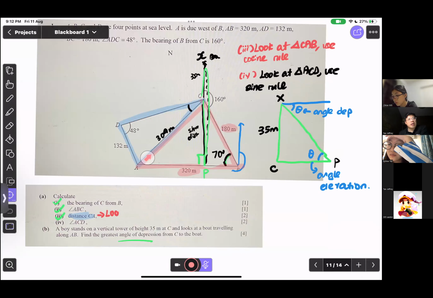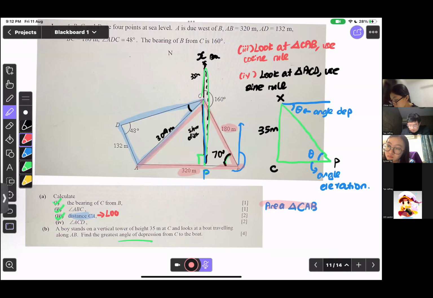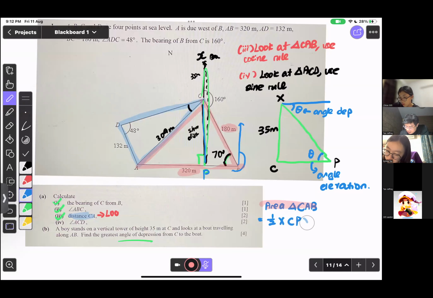Okay, you look at this red color triangle, right? I want to find CP. CP is over here. Then we find CA. CA is already found, right? Which is 309, from earlier. So you look at the area of triangle CAB, the red color triangle I highlighted. Can you say that it is the same as half times CP times 320? Possible?